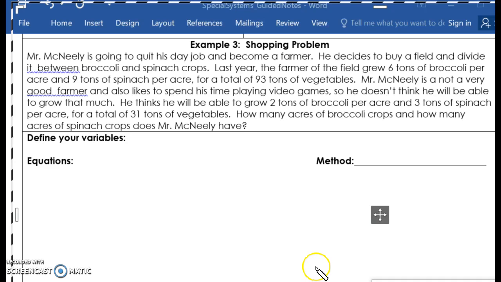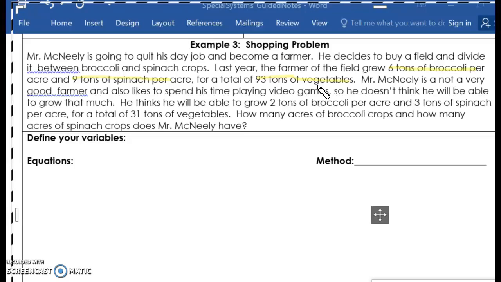Okay, let's look at the shopping problem. So Mr. McNeely is going to quit his day job and become a farmer. He decides to buy a field and divide it between broccoli and spinach crops. Last year, the farmer of the field grew 6 tons of broccoli per acre and 9 tons of spinach per acre, for a total of 93 tons of vegetables.